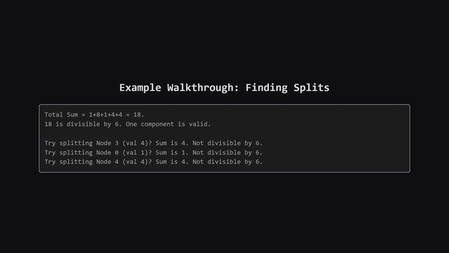But can we do better? Can we get more pieces? We could try cutting off node 3. Its value is 4. 4 isn't divisible by 6, so that cut is illegal. Same for node 0 and node 4. Their values are too small.